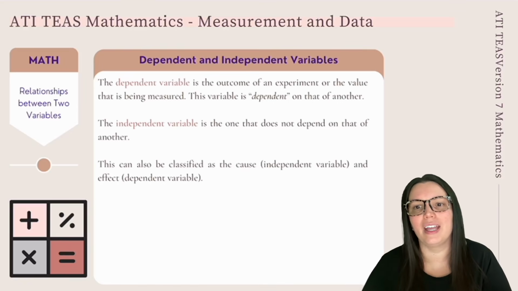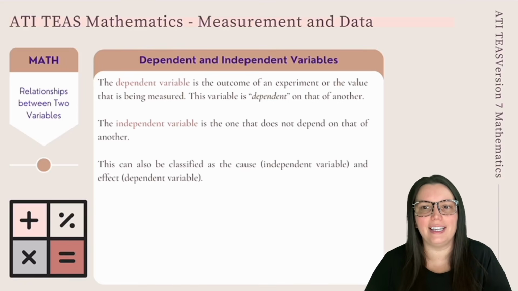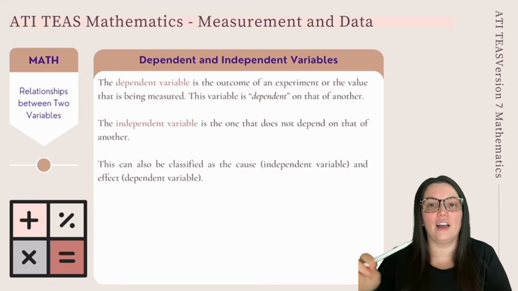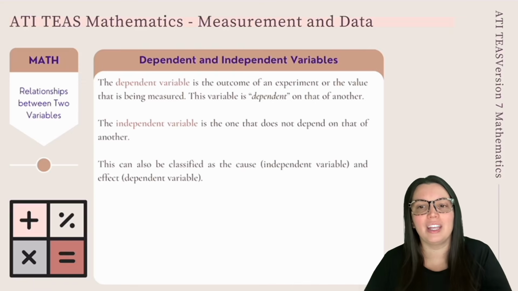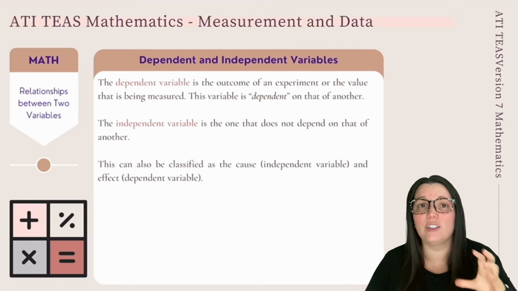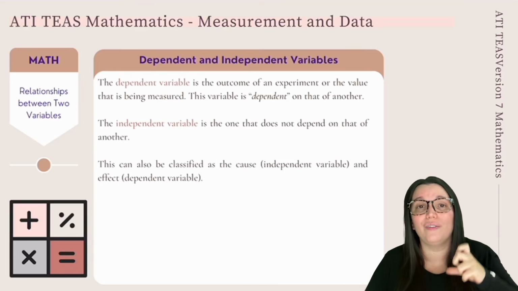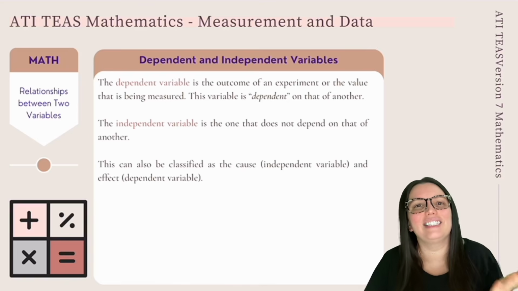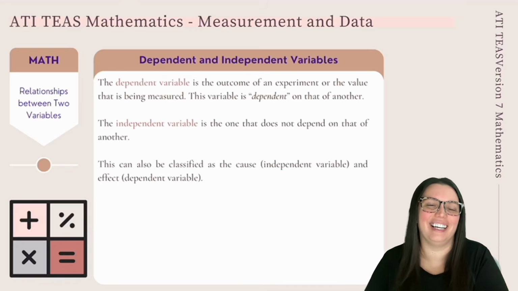So for example, in an experiment where we see different amounts of light affect the growth of plants, the dependent variable would be the height of the plant, right? And the independent variable would be the amount of light. No matter what we do with that light, the light is always going to be the same, right? Whereas our dependent variable, in order for that plant to grow, it has to be dependent on the light.